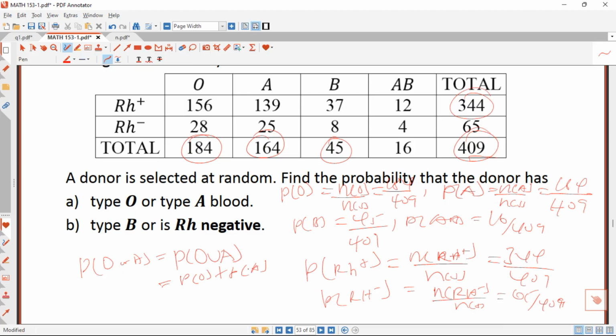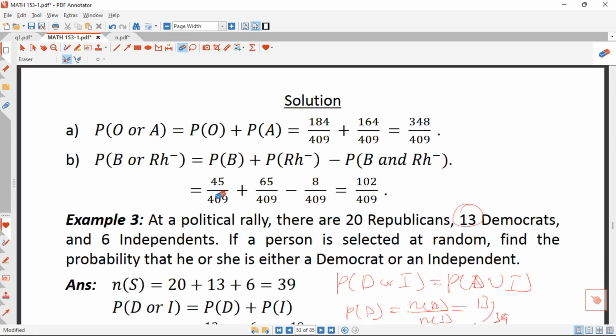You see, these two events are mutually exclusive. Why? Because we are talking about blood group O and blood group A, and there is no way blood group O and blood group A have something in common. So definitely these two events are mutually exclusive. Even if they haven't told us that the events O and A are mutually exclusive, we can see it clearly from the table. So let's go to the solution sheet to continue from there.